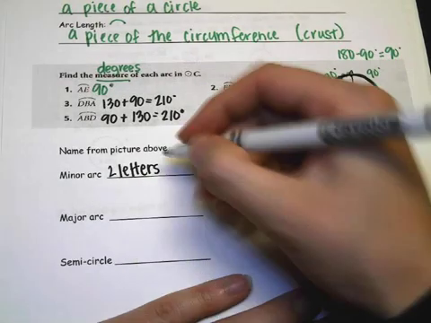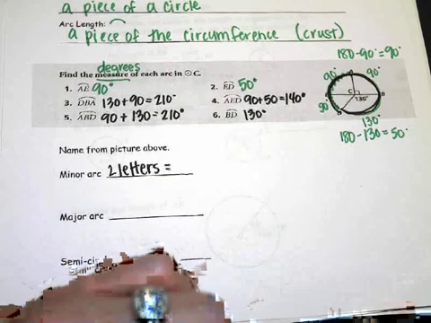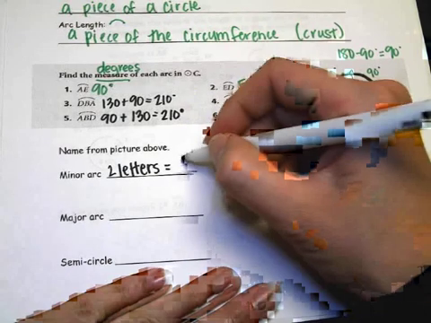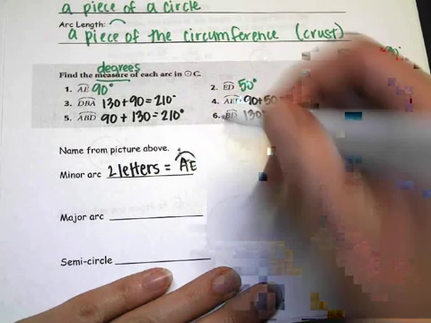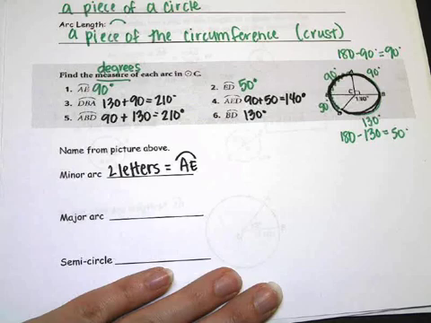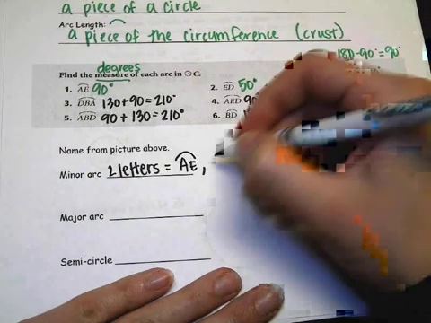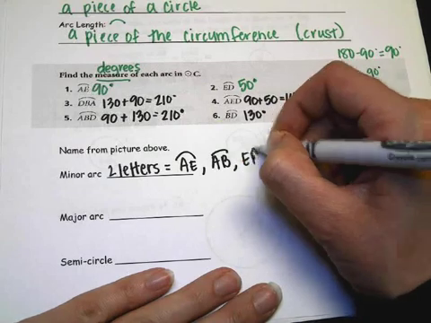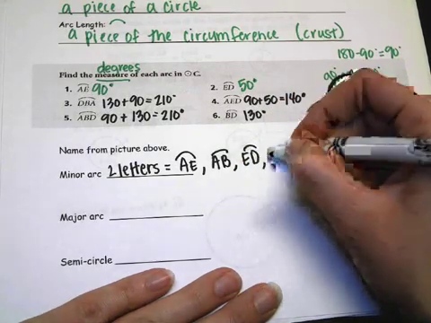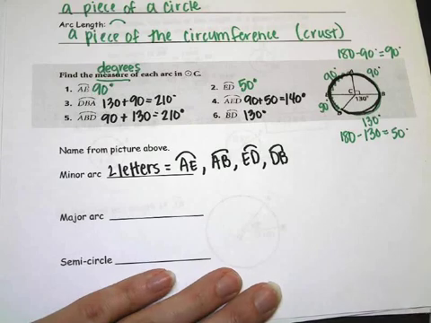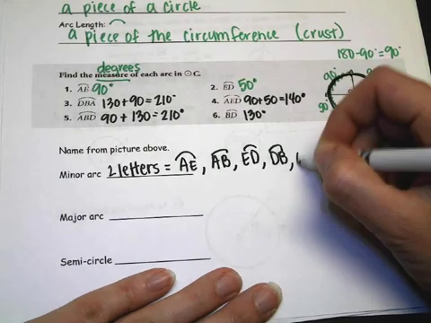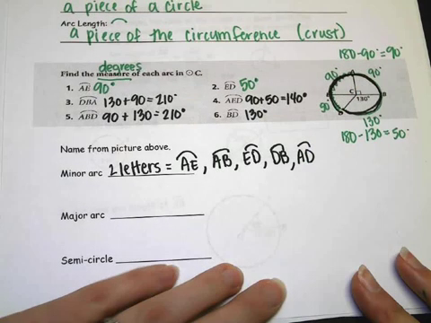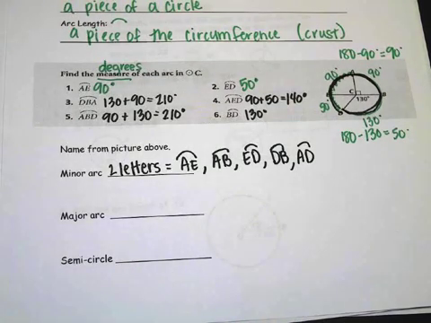So all minor arcs are 2 letters, so we just want to name some of the minor arcs in the picture above. One would be AE. Notice the notation needs an arc above it. Another minor arc would be AB. Maybe ED, DB. You could even say AD. And then you could flip all those letters around: DA, BD, DE, BA. All of those are different minor arc names.